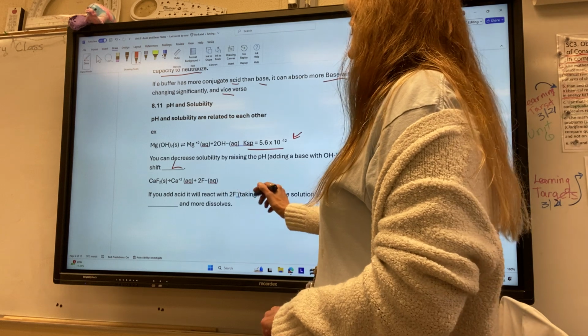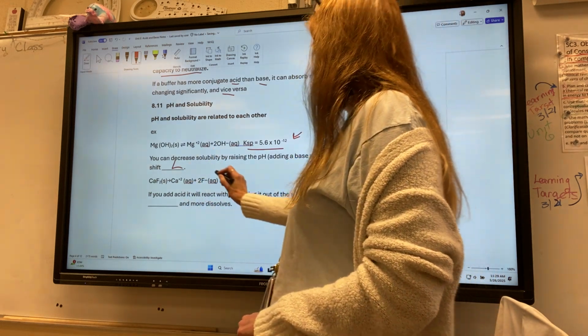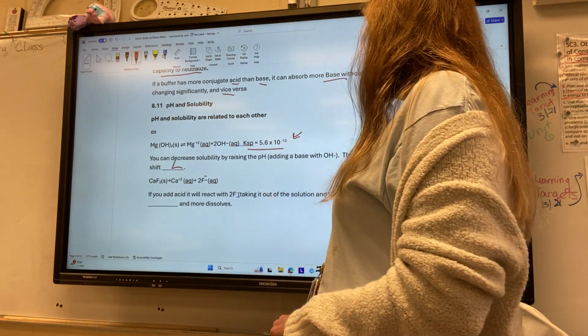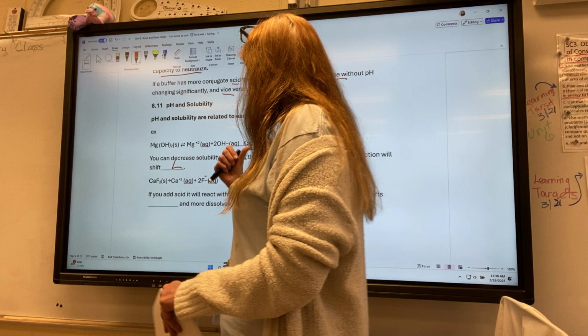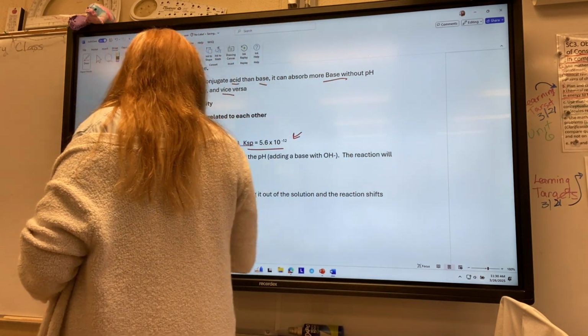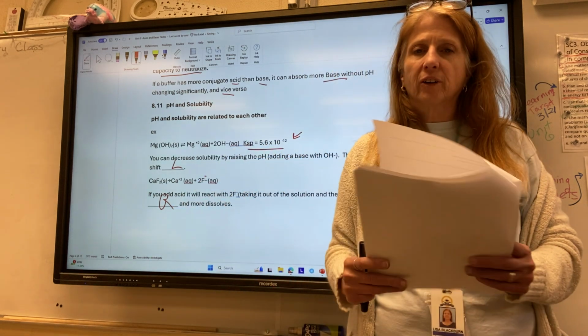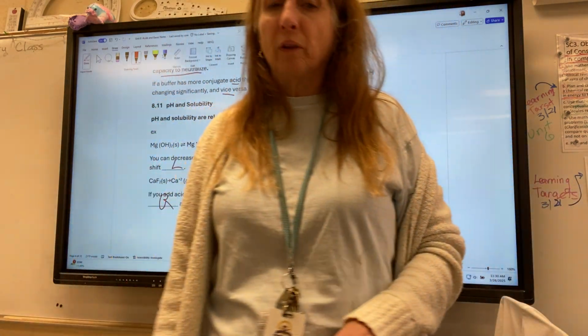But if you add acid to this one, it will react with the OH minus, which will make it come out of the solution, and then that makes a void, and the solution will shift right, and more will dissolve. So that's really just an application of Le Chatelier with acids and bases. Science is great.